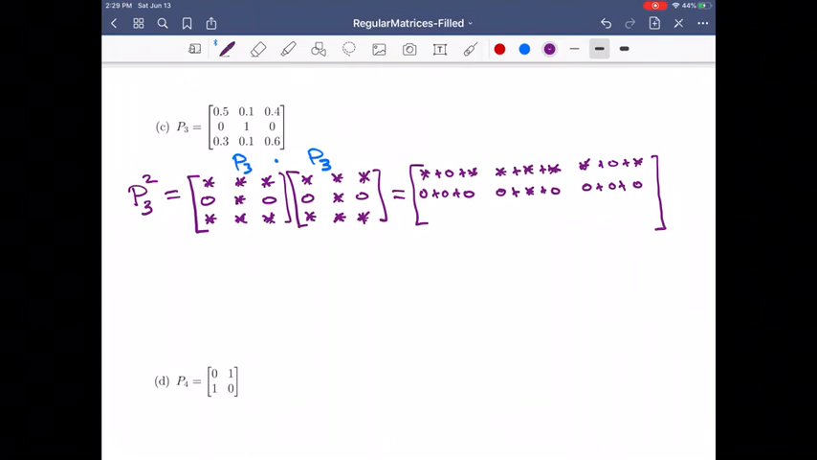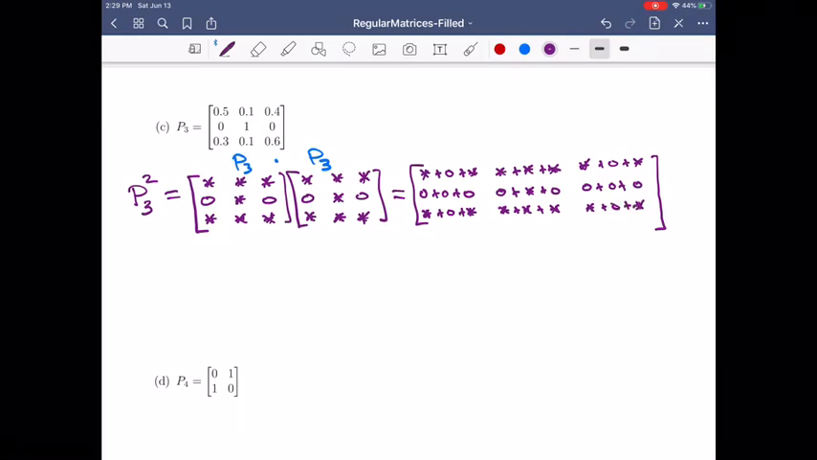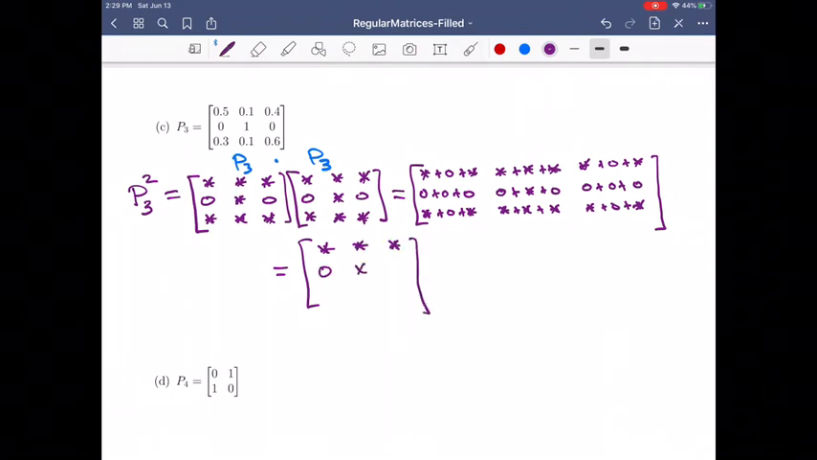Okay, now the third one is going to be the same as the top one. So this is going to be star plus 0 plus star, star plus star plus star, and star plus 0 plus star. Okay, so what we end up getting looks like star, star, star, 0, star, 0, star, star, star. So we still have 2 zeros.